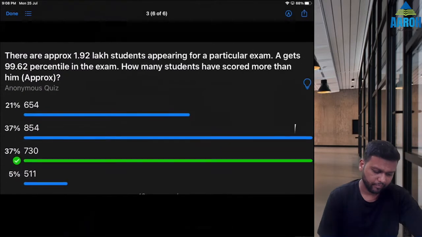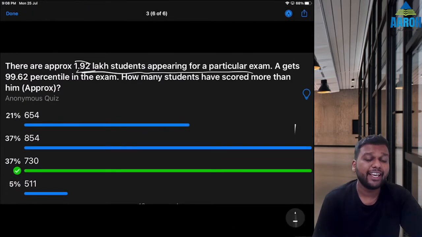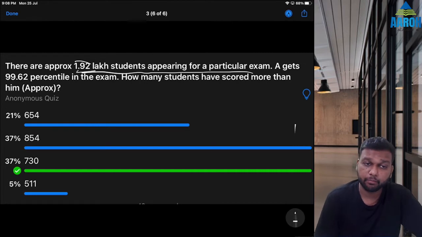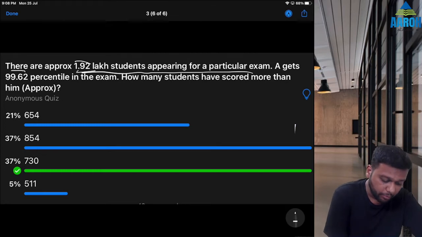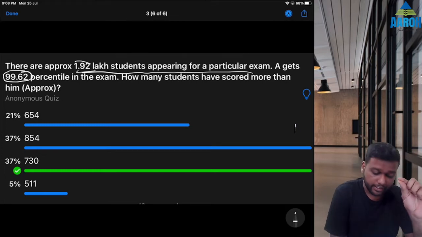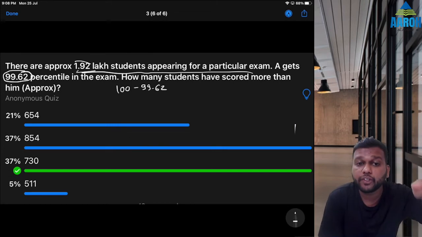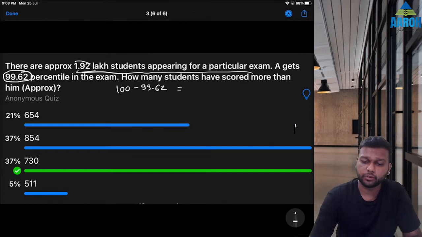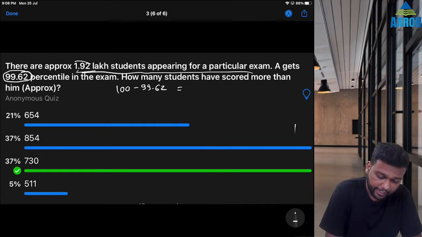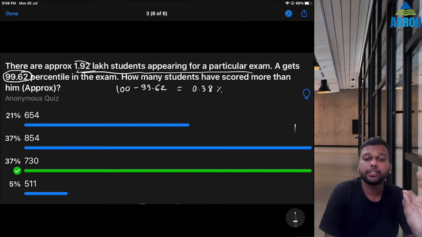Third, there are approximately 1.92 lakh students appearing for a particular exam. A gets 99.62 percentile in the exam. How many students have scored more than him? 99.62 percentile. That means only 100 minus 99.62 percentage of students have scored more than him. So what is 100 minus 99.62? Check. 100 minus 99.62 gives you 0.38. That means only 0.38% students have scored more than him.